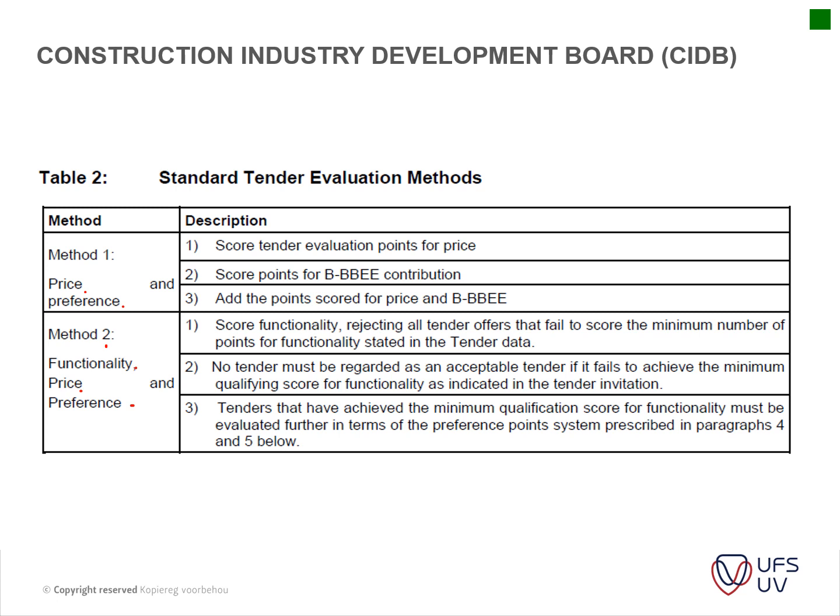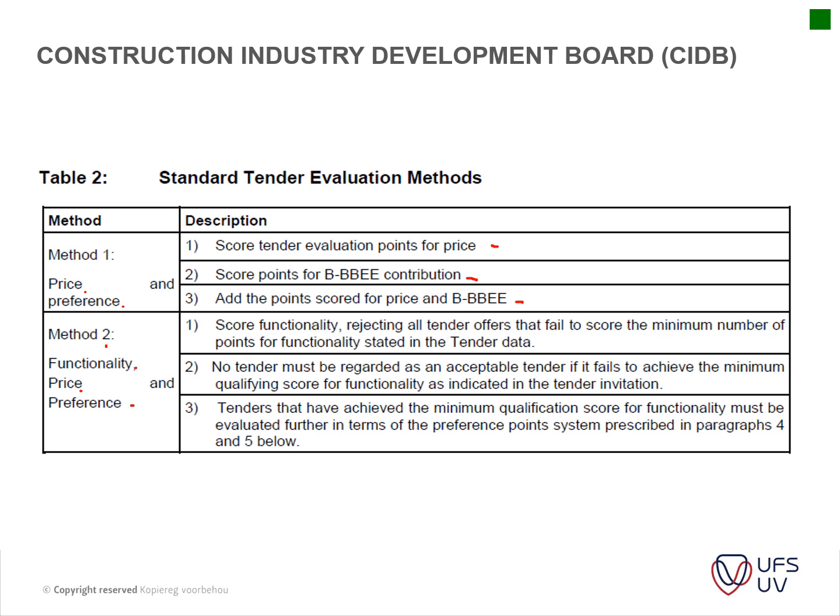So your functionality is like your first stage of evaluation. That's basically looking at, does this contractor have the necessary experience, etc. And then if they don't adhere to that, then they're thrown out. If they do adhere to that, then you evaluate on price and preference. Then you score points for that. So just looking at the descriptions here, you score tender evaluation points on price, you score points on your BEE contribution, and you add the point score for price and BEE. So basically you just score your tender document. So these days everything above 1 million is 80-20, I apologize.